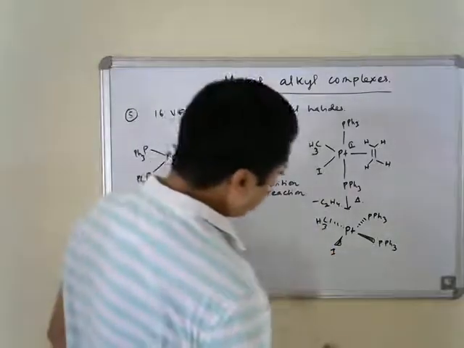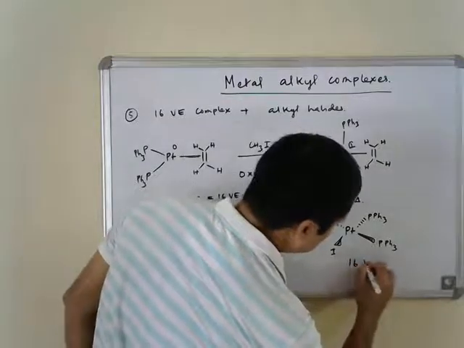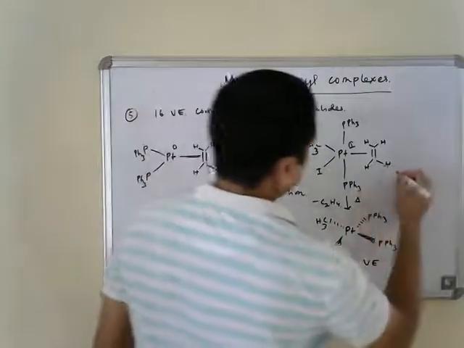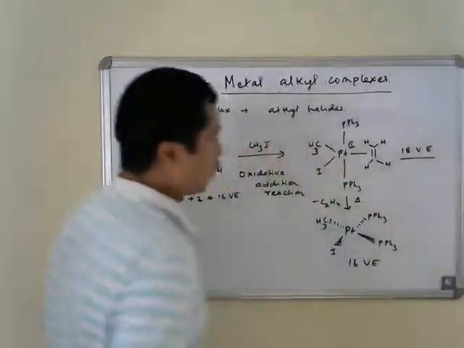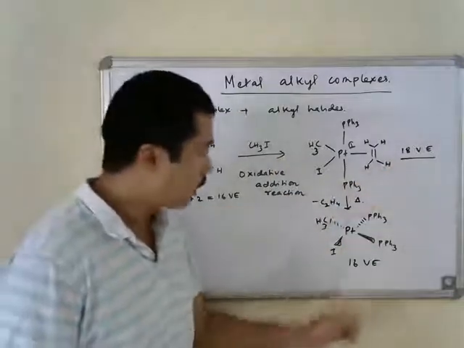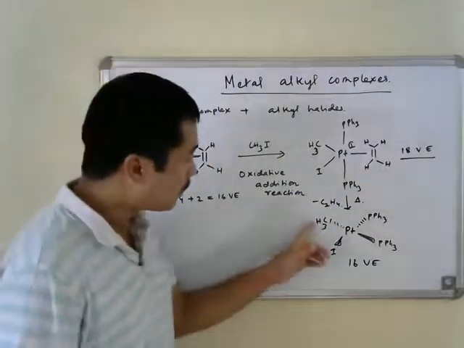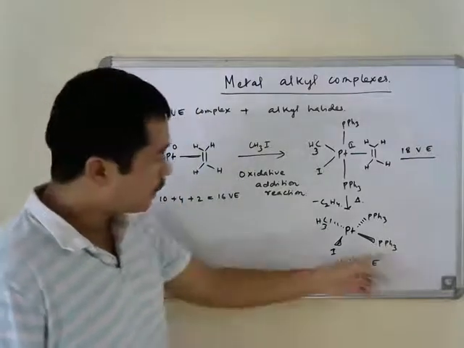And in this case, here again, if you count the number of electrons, you will find it is a 16 valence electron species, while this particular intermediate species is an 18 valence electron. The intermediate complex is 18 valence electron, while the product here is a 16 valence electron species, as both methyl and iodide are 1 electron donor essentially.